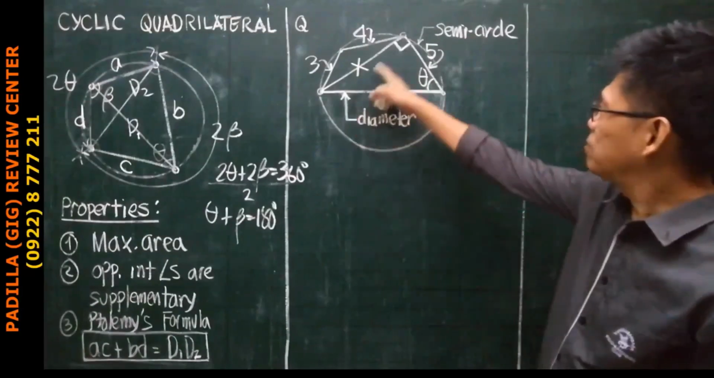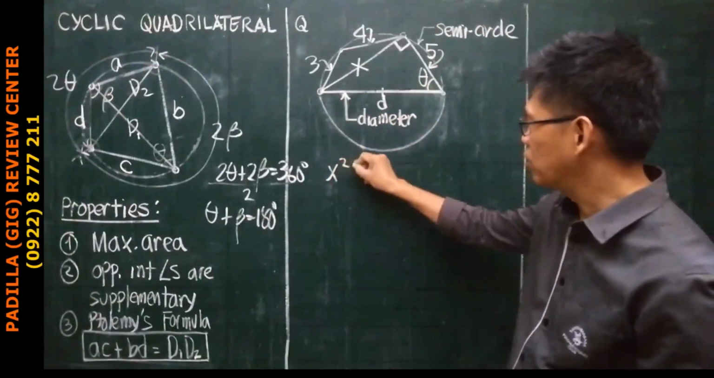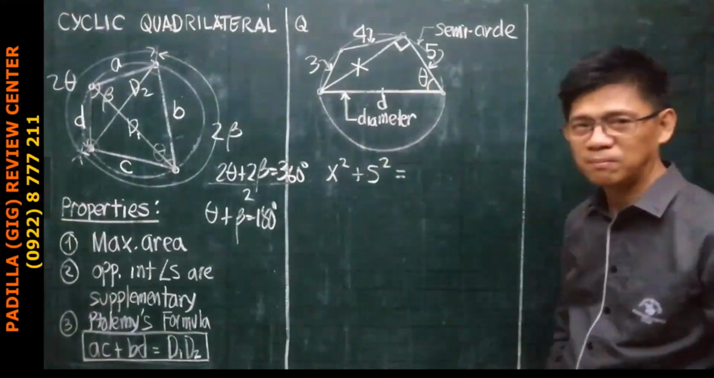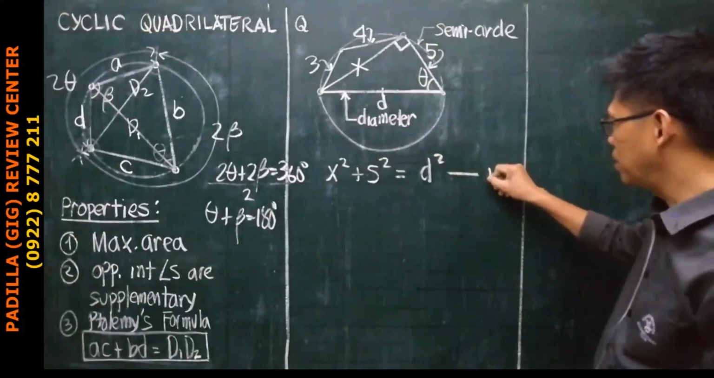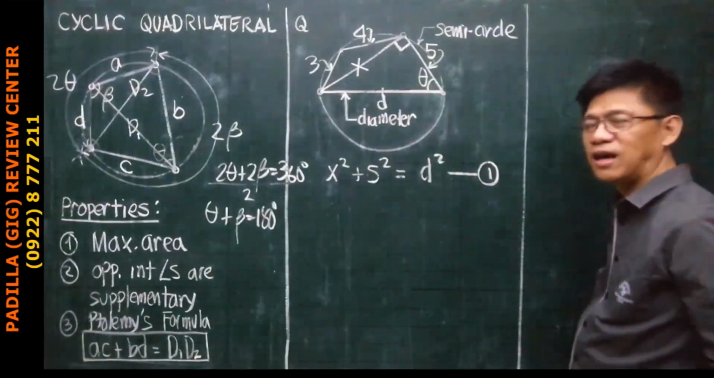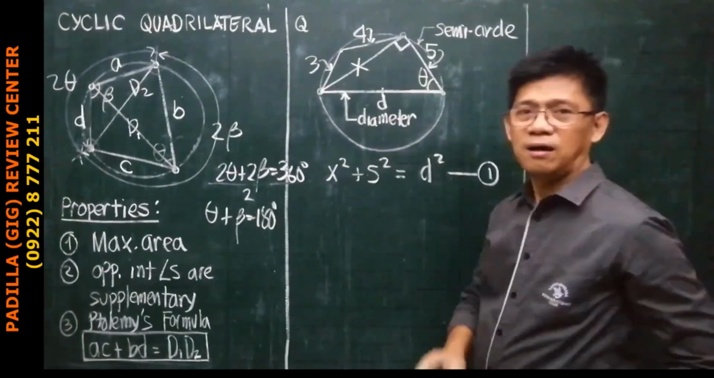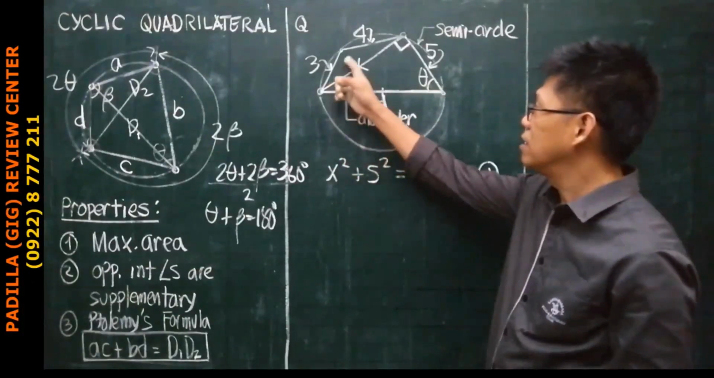Look, from this right triangle, I can say that x squared plus 5 squared, applying Pythagorean theorem, is equal to d squared. Let me call this equation 1. I need x to solve d. There are two more givens here that we have not used, 3 and 4.